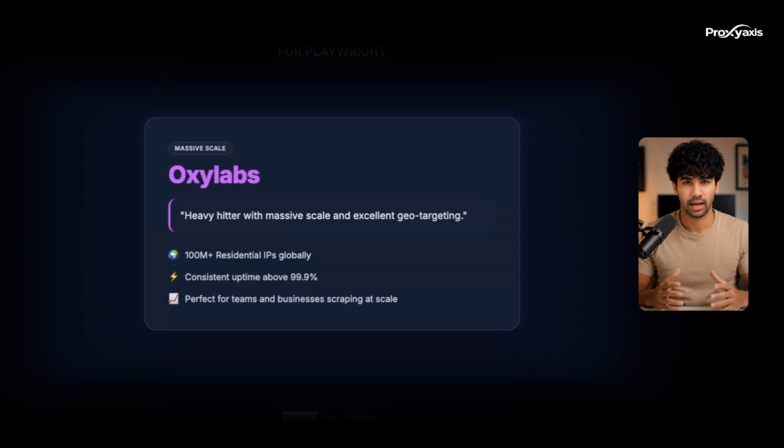Next, Oxylabs, another heavy hitter. Oxylabs offers residential, data center, and ISP proxies with excellent geo-targeting. Their residential network has over 100 million IPs. The dashboard is clean, documentation is solid, and their uptime is consistently above 99.9%. Great for teams and businesses scraping at scale.